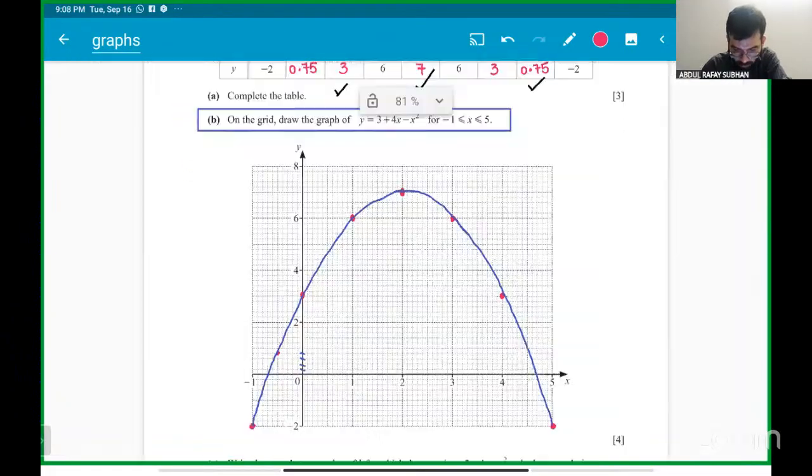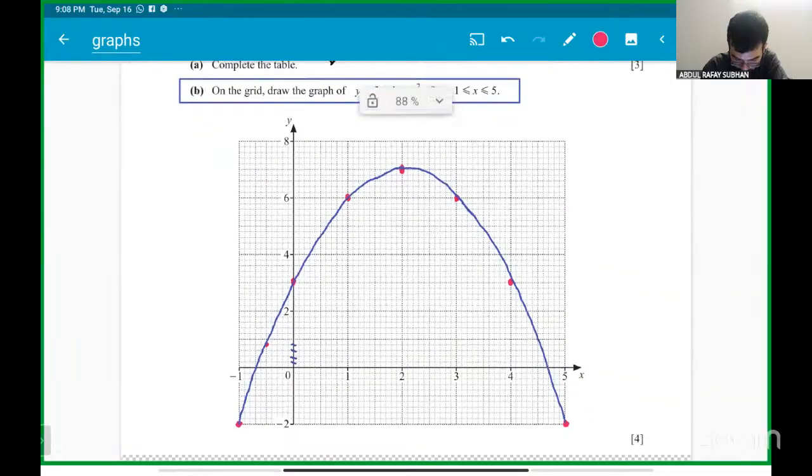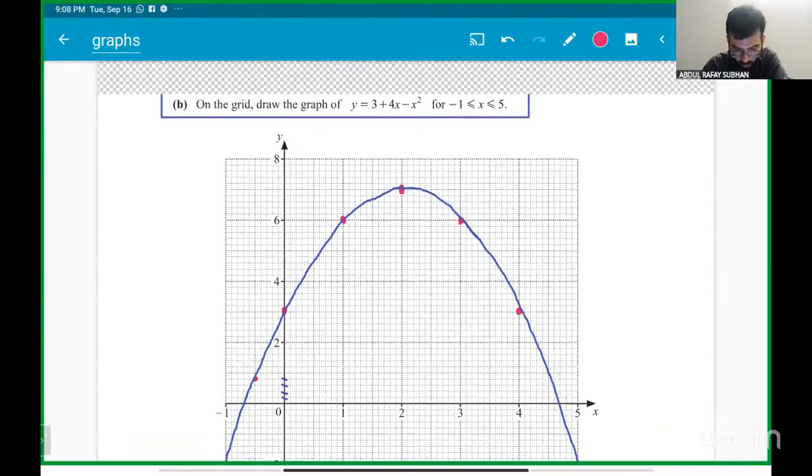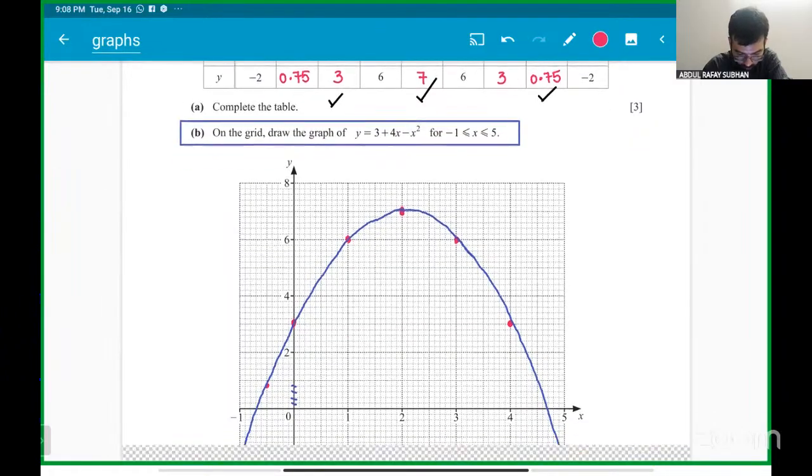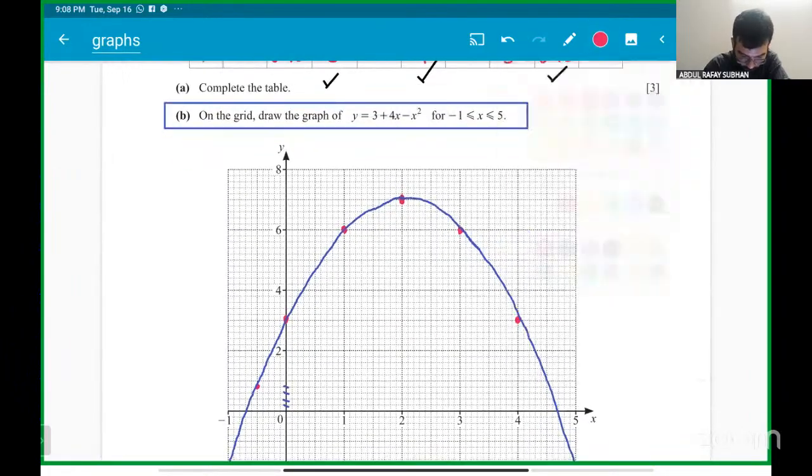I missed a point. At 5 it is 2, and I think I missed 1 point. At 4 it is 3. When x is 4, y is 3. Yes, I missed 1 point, it is negative. So this point I missed out, students, that at 0.75 there will be one more point, which is 4.5.